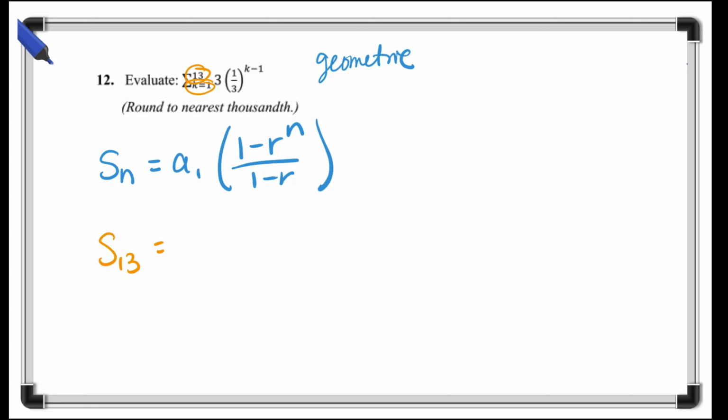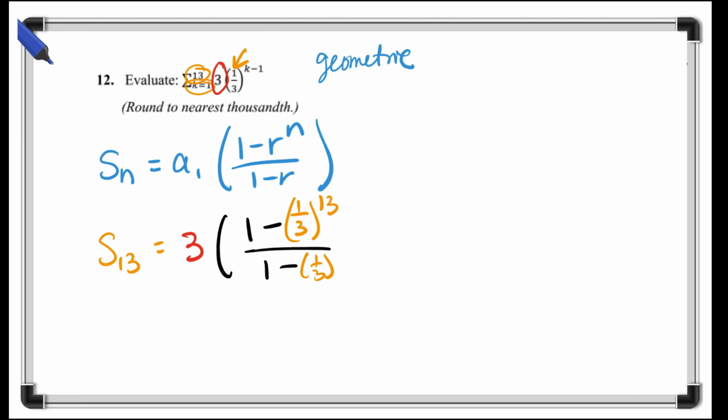You are starting off with a sub 1. A sub 1, first term there, that's 3. And then you are subtracting 1 minus my r value, which is 1/3, and I'm raising it to the n power, so that is 13. And then I'm dividing this by 1 minus my ratio again, which is 1/3. Okay, be careful on how you plug this into your calculator, so make sure you don't make any mistakes there. And your sum is about 4.50.